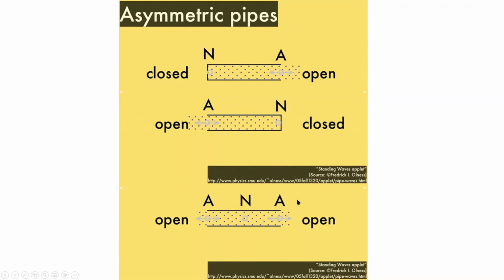This part becomes a node. And then the open pipe: it is open at both ends, so this one can vibrate and this one also can vibrate. So both ends become antinodes. Understand? If I want to draw the diagram, the closed pipe is like this. This one is a node, this one is an antinode. This is a closed pipe.